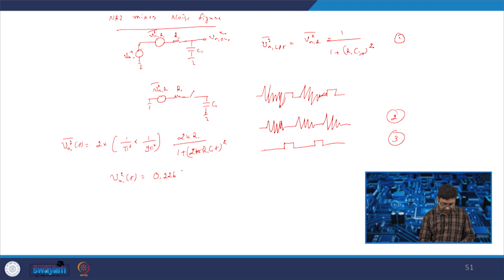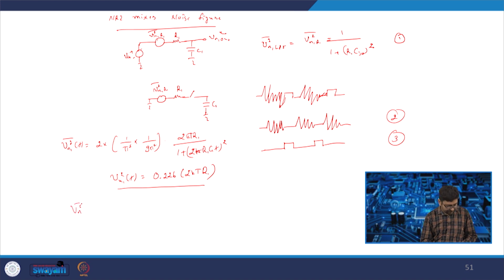So we can get Vn1 square per f, which is equal to 0.226 into 2kT R1. At low output frequency, this is the expression because we have considered that our frequency is 1 by R1 into C1. So this is a final output, that is 2kT R1 into 0.226, and this is a two side spectrum.